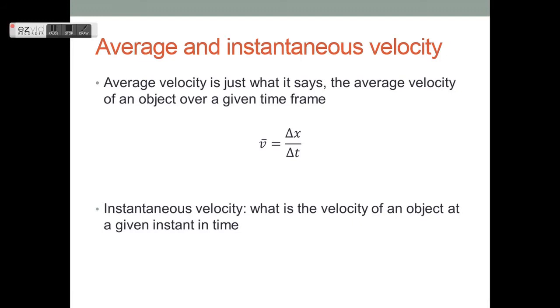Instantaneous velocity is the velocity of the object at a given instant in time. We can maybe think about the motion of objects. Both of these values may be helpful in various contexts.